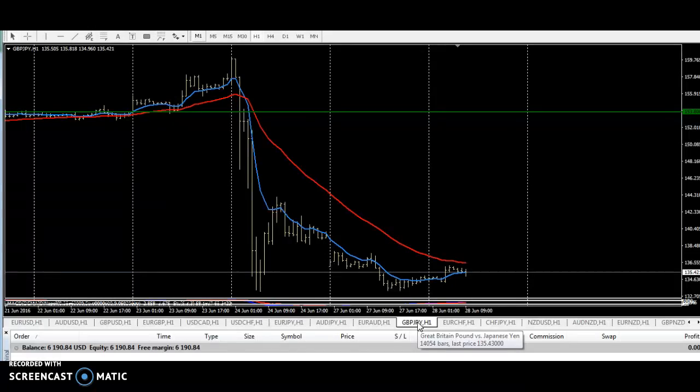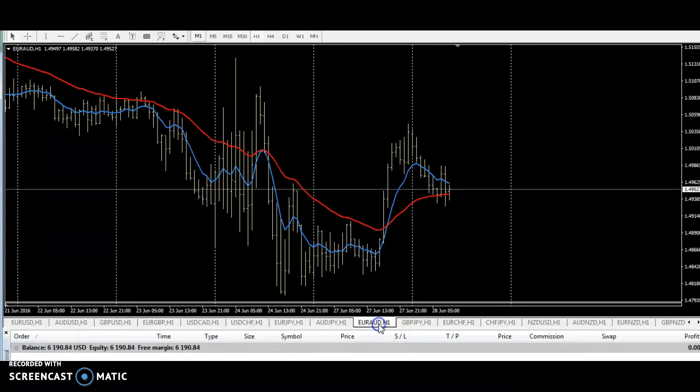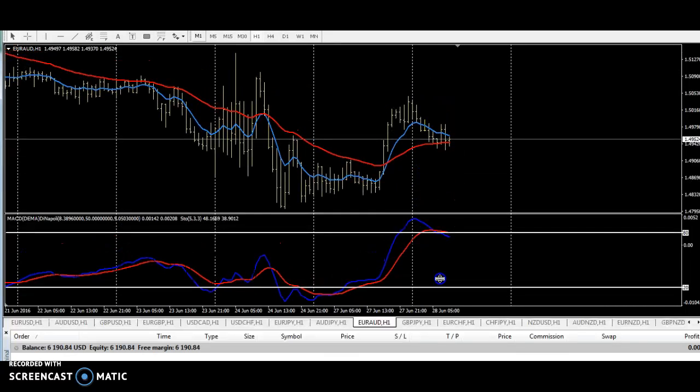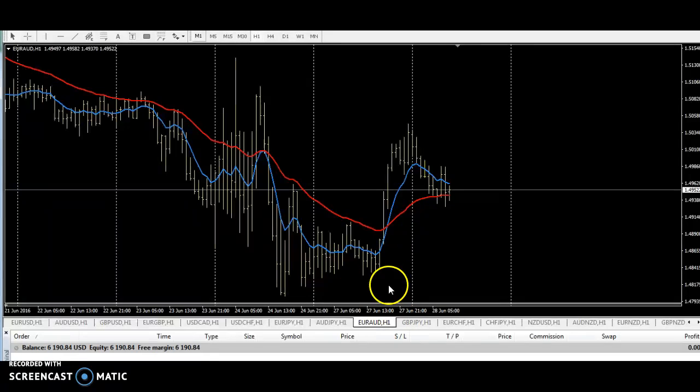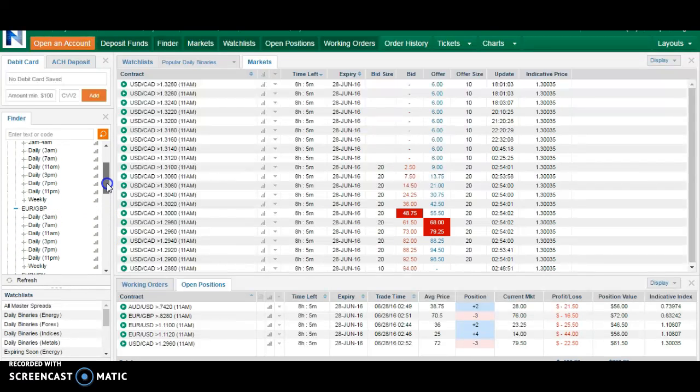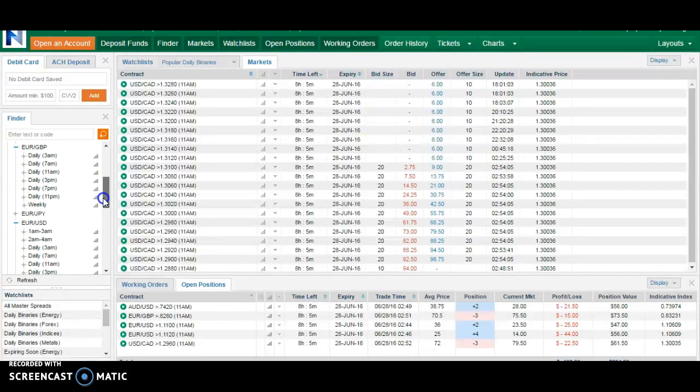So pound yen, euro Aussie. Let's see here. Crossed over above 80, and it came down and it came up, and now it looks like it's retracing. It's at 49.51. I would look at something around 49.40, 49.20 on the euro Aussie. They don't have the euro Aussie. Okay.